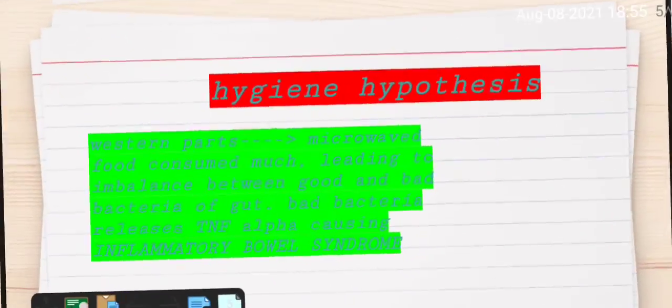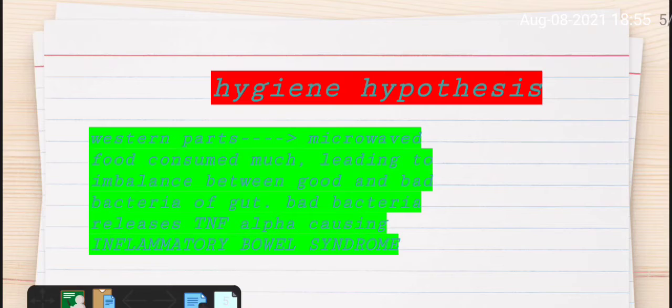Furthermore, there is the hygiene hypothesis which I wanted to discuss. In western countries, microwaved food is consumed much, which is leading to an imbalance between the good and the bad bacteria. The number of bad bacteria increases, and they release TNF alpha, which causes inflammatory bowel syndrome. So this is the cytokine TNF alpha. When it increases in numbers, it will lead to inflammatory bowel syndrome.